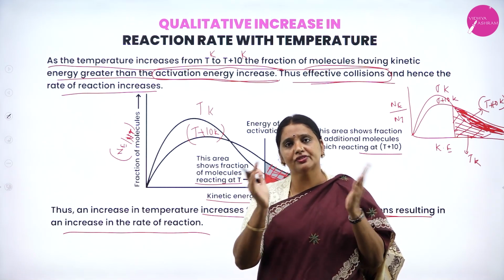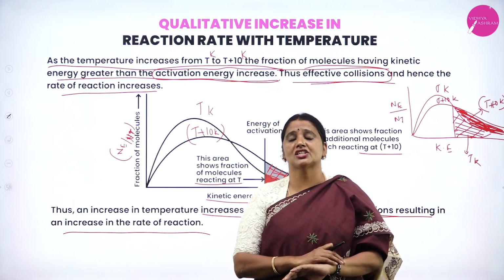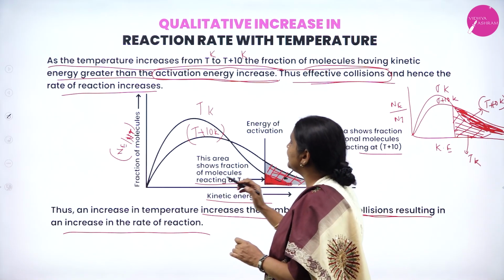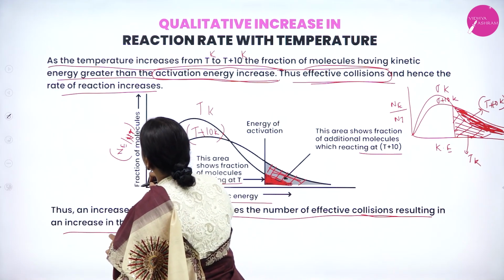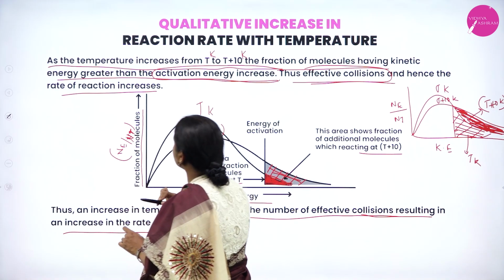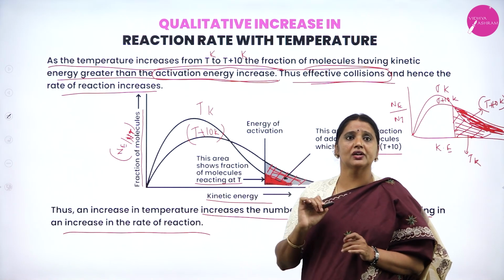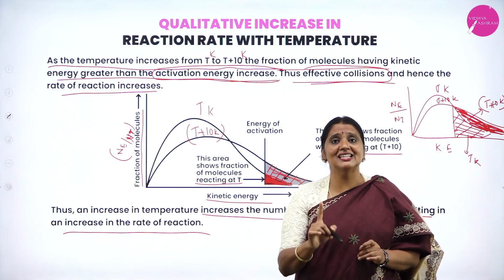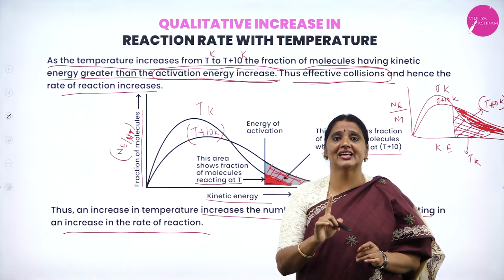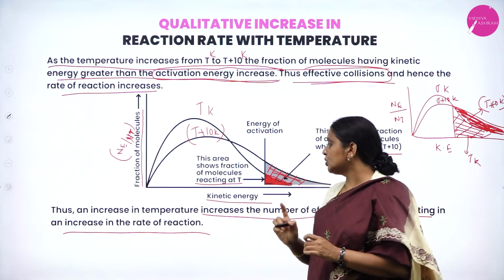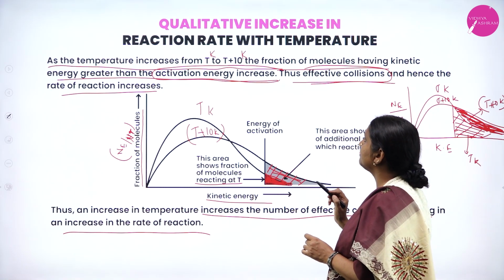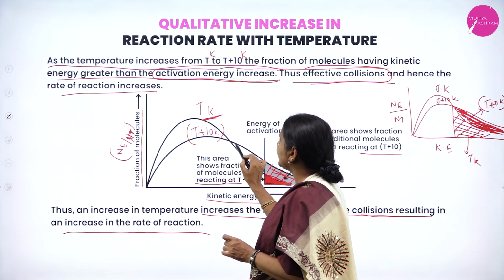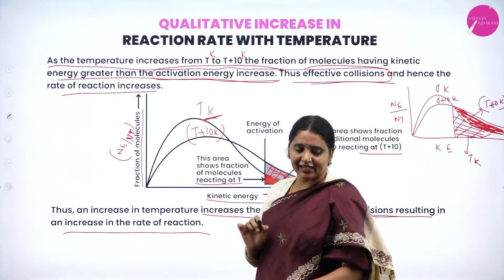The effect of temperature on the rate of reaction is explained by using a graph. That graph is Ne by NT, which is called the fraction of molecules, versus kinetic energy, where Ne is the number of molecules having energy E and NT is the total number of molecules. This graph shows T Kelvin. The second graph shows T plus 10 Kelvin.